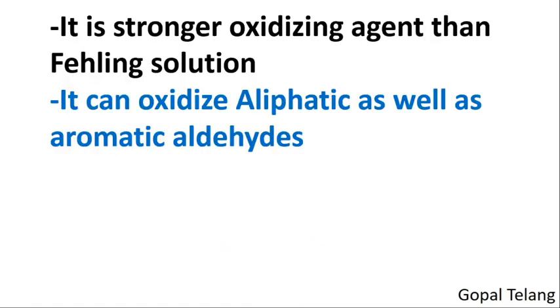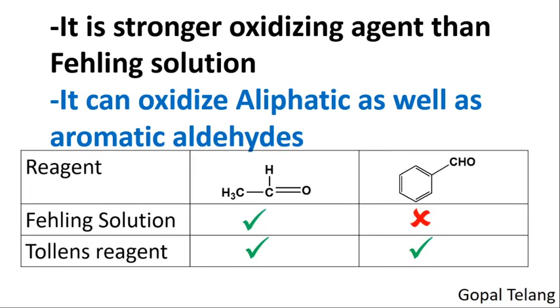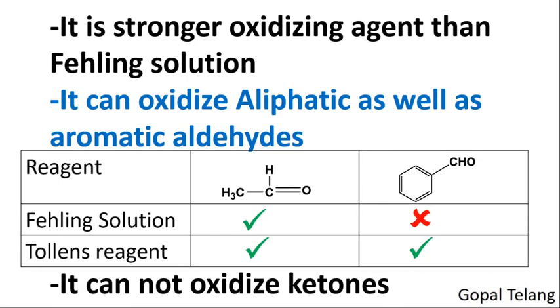So Tollens reagent is a stronger oxidizing agent than Fehling solution. Remember, both are mild oxidizing agents, but as compared to Fehling solution, Tollens reagent is a stronger oxidizing agent and therefore can oxidize aliphatic as well as aromatic aldehydes. You have to remember this table, but both the reagents, Fehling and Tollens, cannot oxidize ketones.